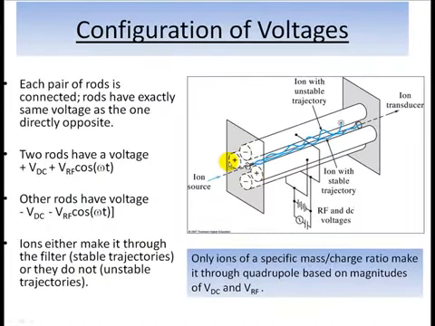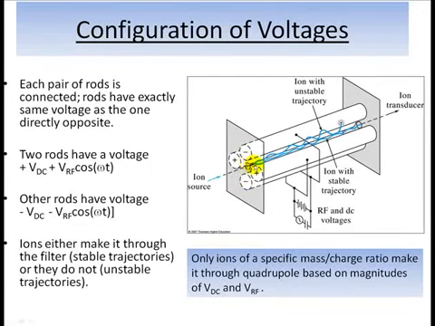Each pair of rods is connected. Any rod has the exact same voltage profile as the rod directly across from it. Two rods have a voltage, say the DC voltage is positive, and added to that is this alternating voltage. For the other rods, it's a negative DC voltage. Also, the alternating voltage is, of course, alternating, but because it has this negative sign, it's 180 degrees out of phase. So the alternating voltage on one pair of rods is 180 degrees out of phase with the alternating voltage on the other rods.